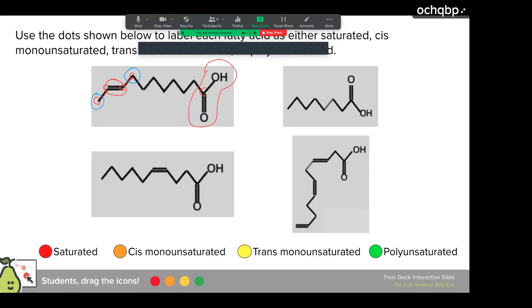Okay, we'll just kind of move around clockwise. Let me know if you have questions. Another carboxyl group sitting over here. No carbon-carbon double bonds. This would be saturated. This would be our red. This is going to be cis monounsaturated.